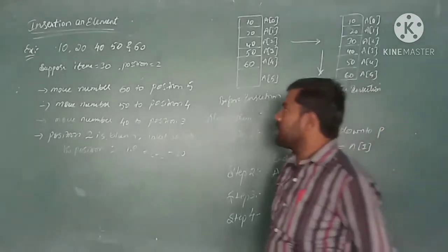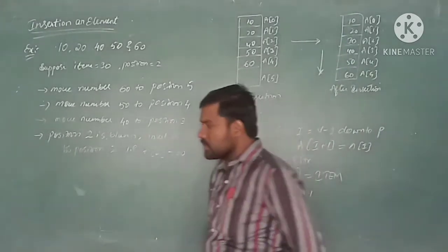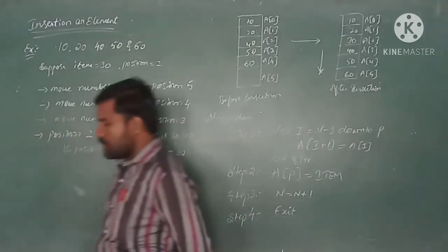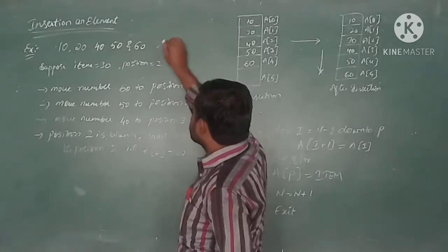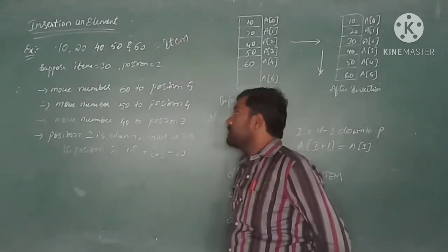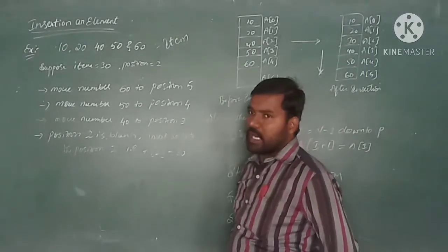Here is one example: 10, 20 and 40, 50 and 60. These are called an item, which is having n number of elements over here. So let us start.